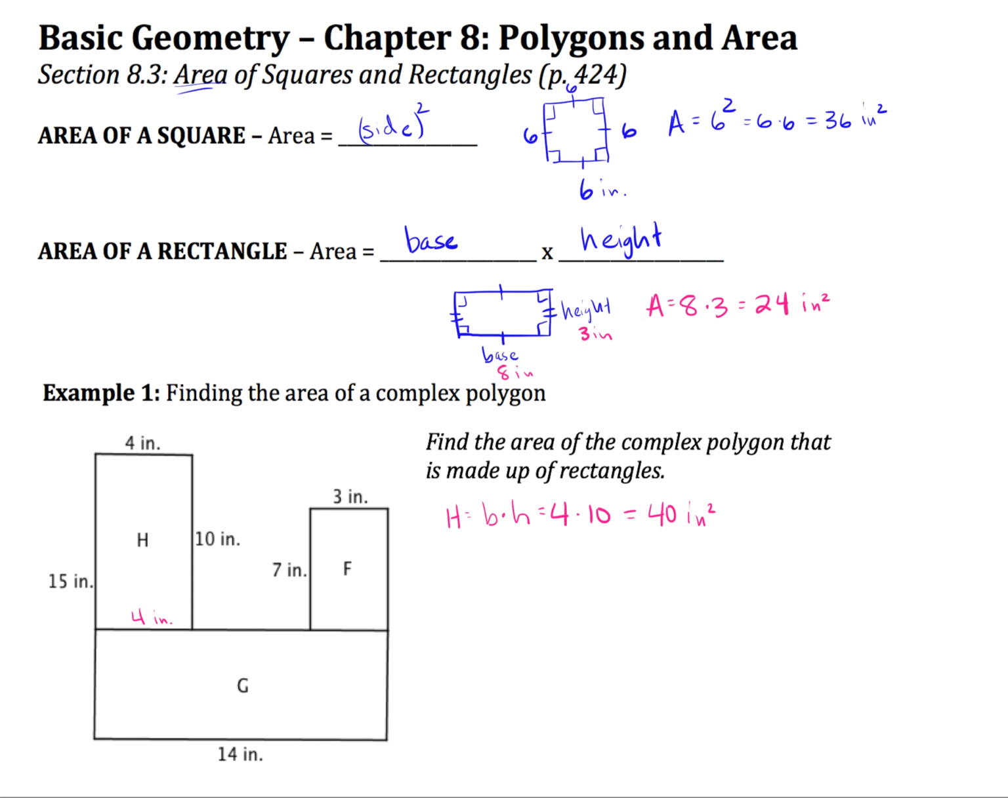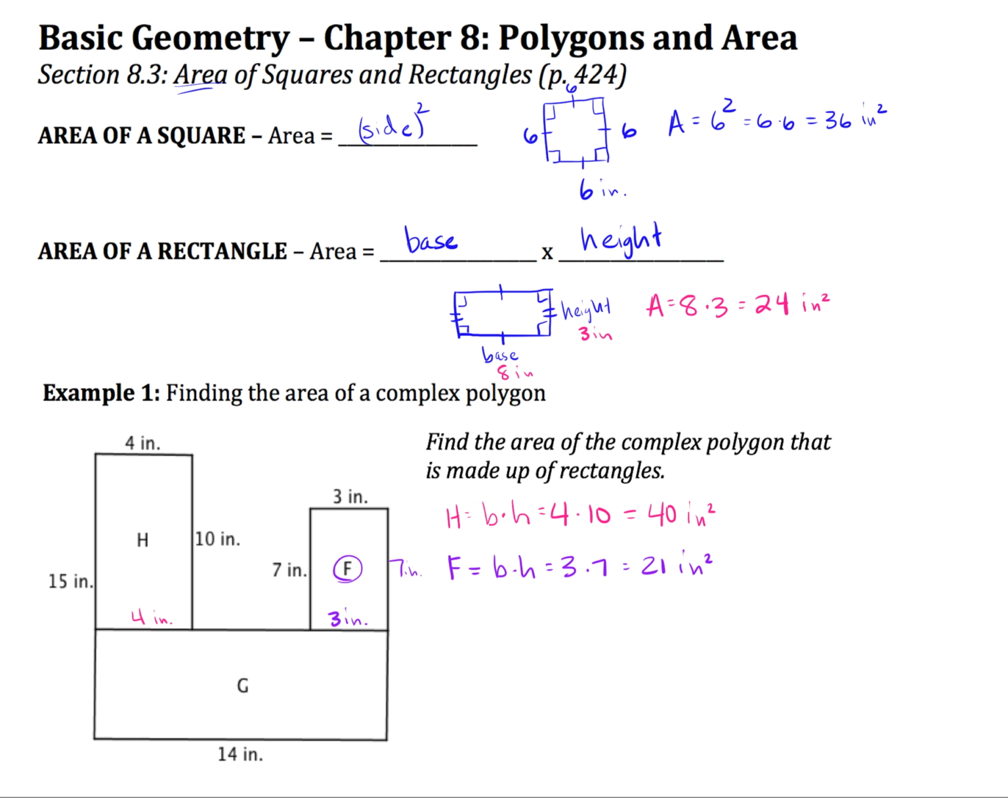For F, I'll do a quick color change here. For F, I have a 3-inch measurement up here, which means I also have a 3-inch measurement down there. If I have a 7-inch measurement over here, I also have a 7-inch measurement over here. So my base times my height of rectangle F is going to be 3 times 7, which is 21 square inches. So we got H done, we got F done, and that takes us down to G.